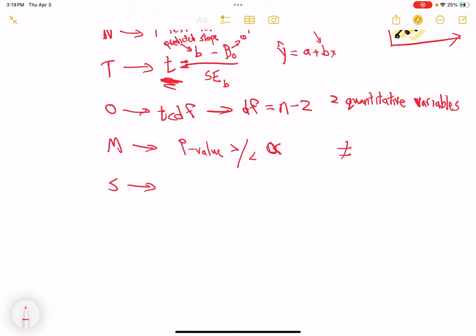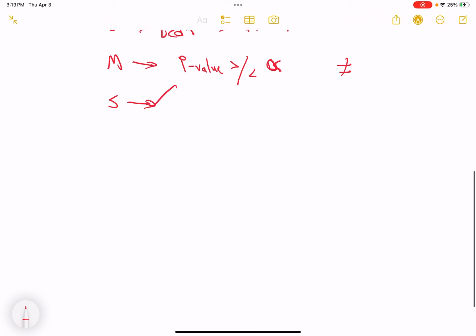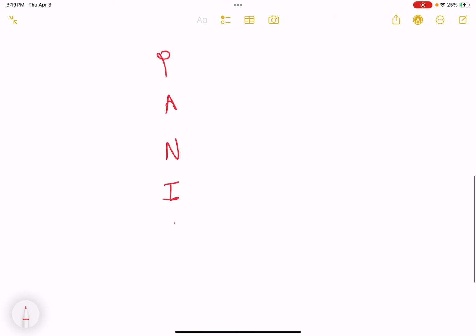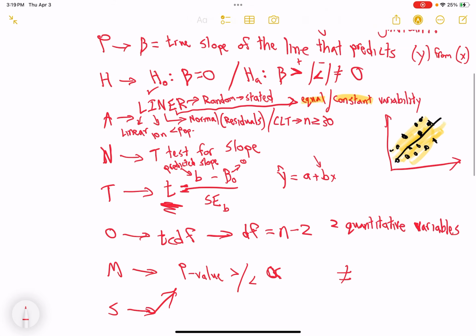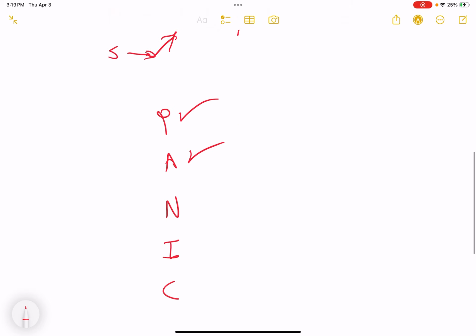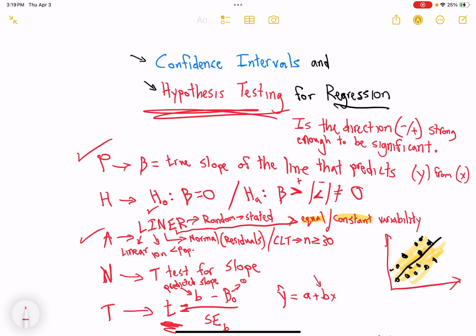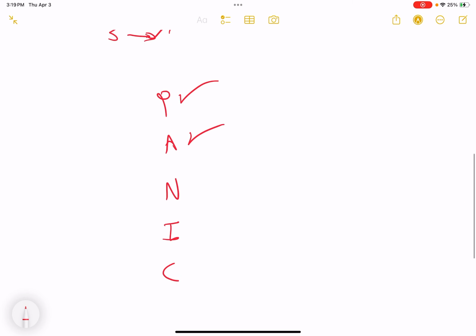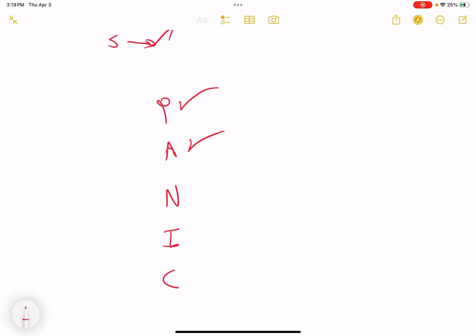I'm gonna switch all the way over to PANIC, right? And what I want to clarify here is for PANIC, so doing confidence intervals for these, we've already taken care of the P and the A. The P and the A will be the exact same as the P and the A for hypothesis testing, right? So linear for the assumptions, and the parameter will still be in regards to the true slope of the line that predicts Y from X. That's what we're calculating. The one change up here is the name for one. Instead of t-test, it is t-interval for the slope.